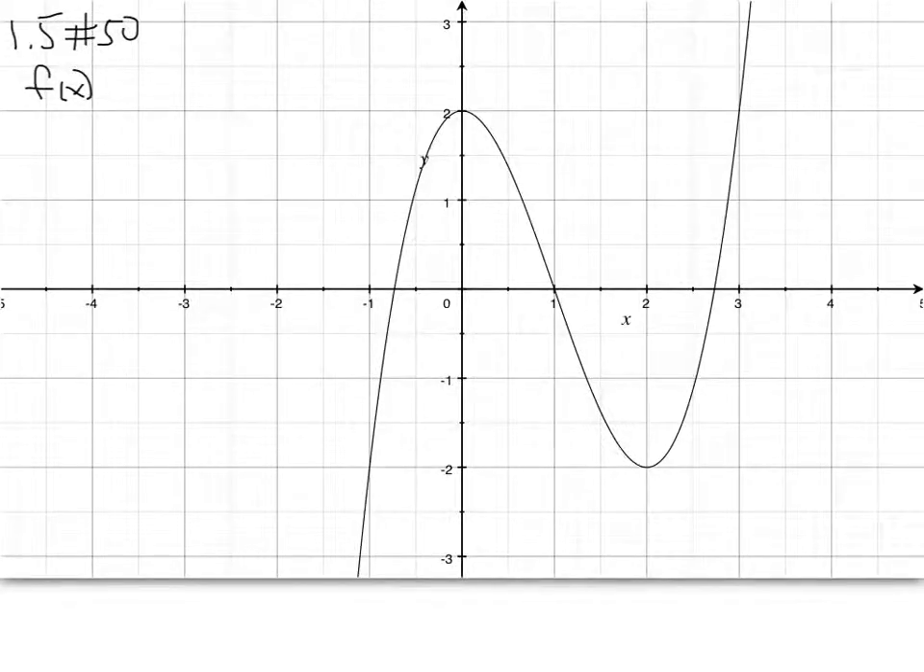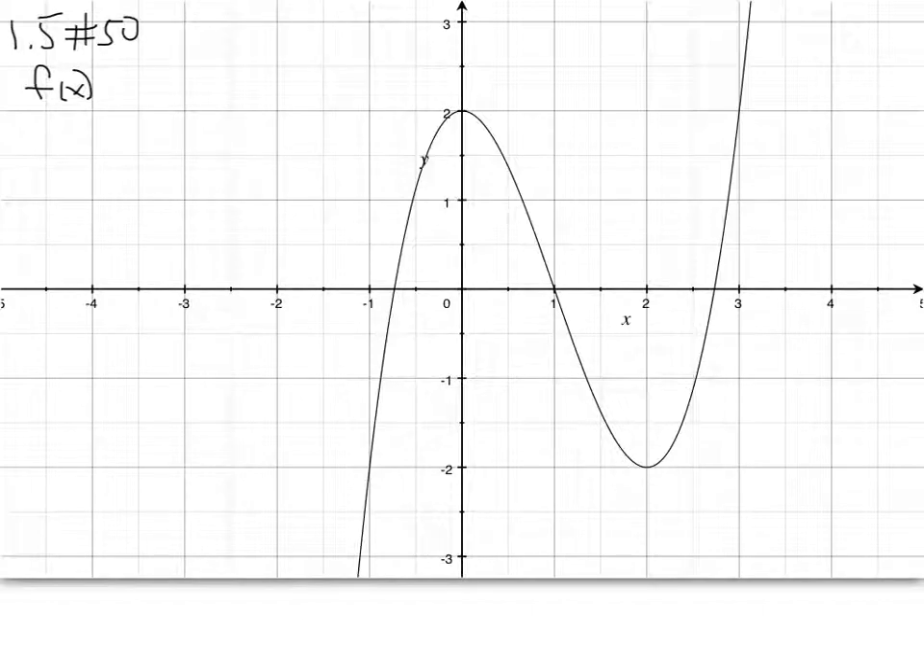Right, section 1.5, number 50. We're given a function. In this case, it's a cubic, x cubed minus 3x squared plus 2. I'm going to leave it as the graph here. And we're basically asked to graph the following functions g and h based upon modifying our original function f of x.